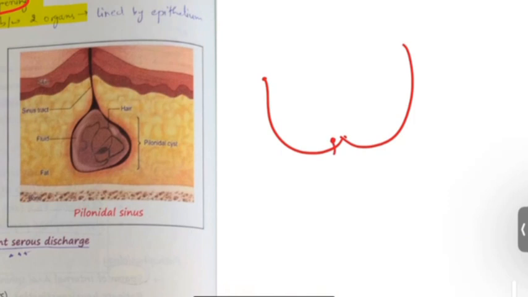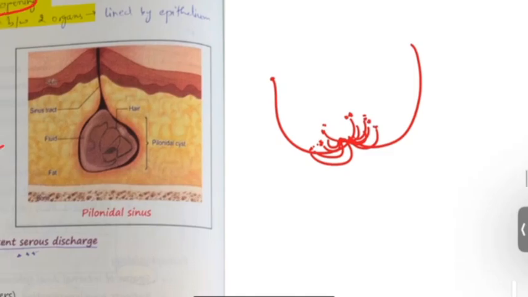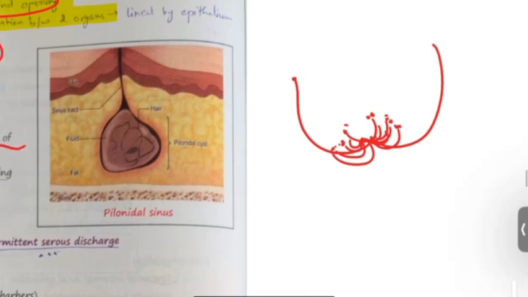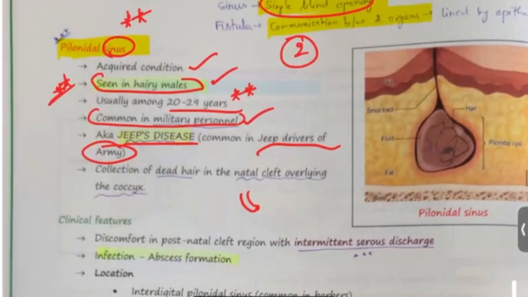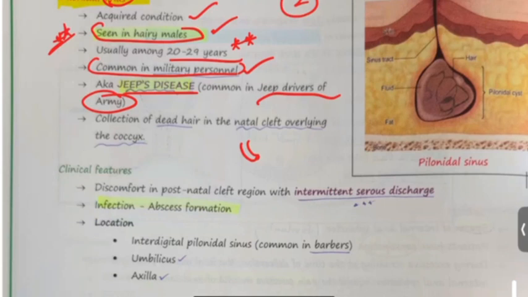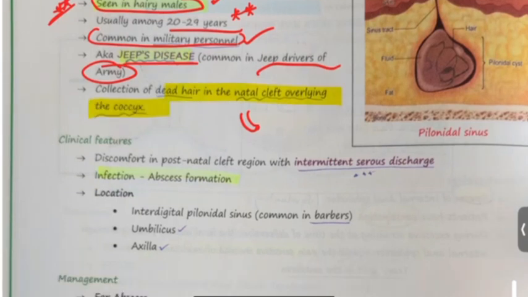Okay, so suppose if these hairs are like this, they will be turning backwards over there. So wherever these hairs are opening, because of constant pressure, like he is sitting for a longer time, jeep drivers keep sitting and driving for hours together, because of that reason wherever this hair is, the other end of the hair will be poking, and there will be a formation of this sinus. So because of hairs this is happening, and that is called as pilonidal sinus. Most commonly seen in jeep drivers, hence the name jeep driver's disease. Okay, collection of dead hair in the natal cleft overlying the coccyx is usually seen.